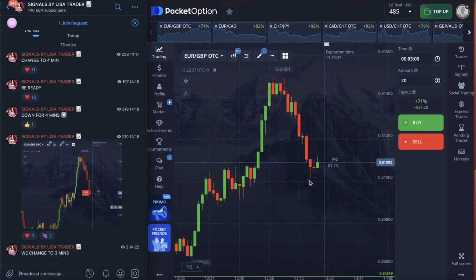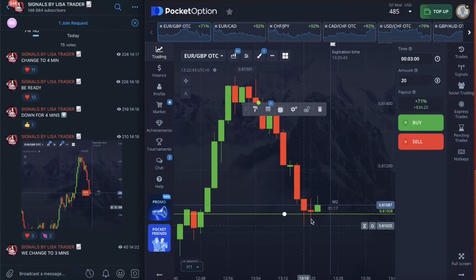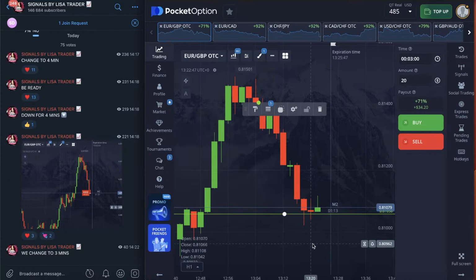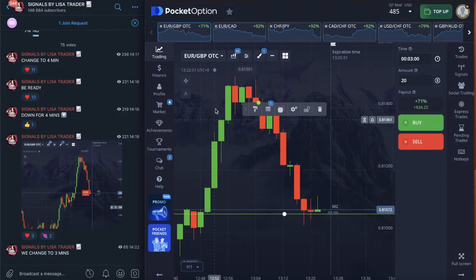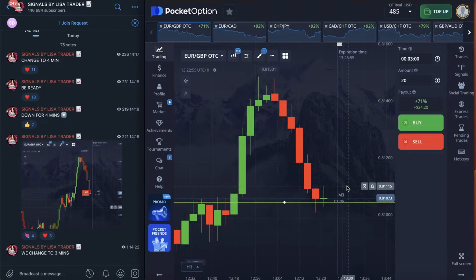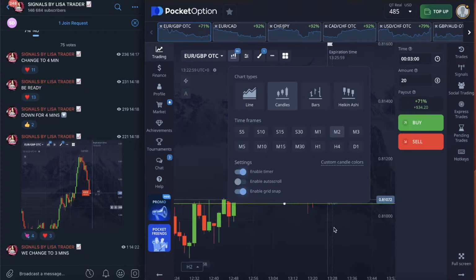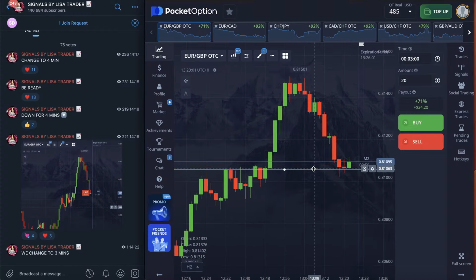Okay, we changed to 3 minutes. Let's check out what is going to be here. Maybe a new support level is created here, because we can see shadows in the candles. It's a pretty small body here, also showing that the sellers may lose their power, but at the same time it could be just a corrective candle. So let's wait here. I'm just checking on the different ones, but the payout here is 71% again.